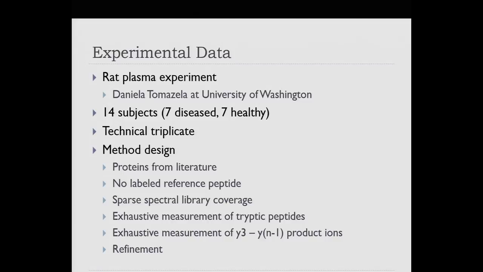The method design was proteins from literature, no labeled reference peptides. There was very little spectral library coverage, so we searched existing spectral libraries at the time, and they didn't really give us enough information to be choosing transitions, and that's why we chose to measure the entire y-ion series from y3 to yn minus 1, and then try refinement.